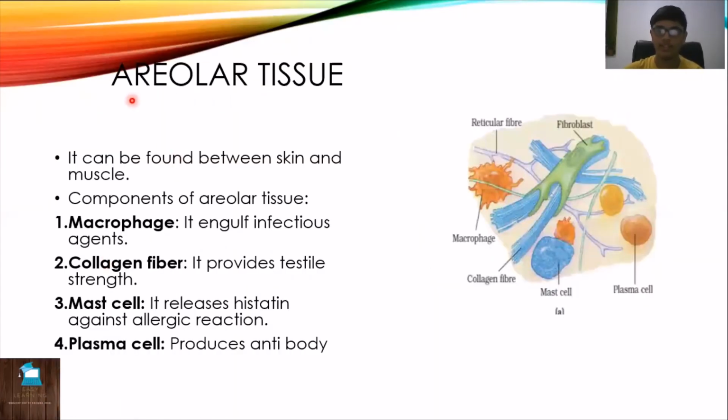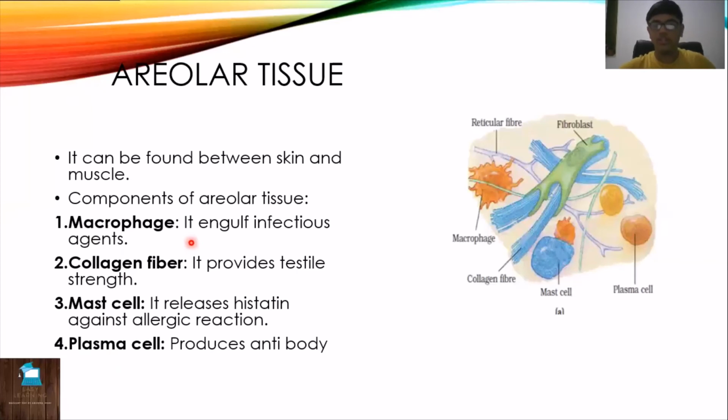The next is areolar tissue. You can see this is the areolar tissue. Yeah, this is a tissue, not a cell. It can be found between skin and muscle. It is a very thin layer. The components of areolar tissue are macrophage, collagen fiber, mast cell, and plasma cell.